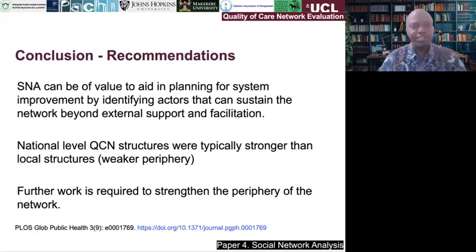So in conclusion, and some recommendations from this paper, social network analysis can be a valuable tool to assist in planning for system improvements by identifying actors that can sustain the network beyond external support and facilitation. National level QCN structures were typically stronger than local structures that are weaker at the periphery. That needs some action to support these peripheral or local actors. And we say that further work is required to strengthen the periphery of the network, given what we've just said about the weaker ties between actors at a local level.